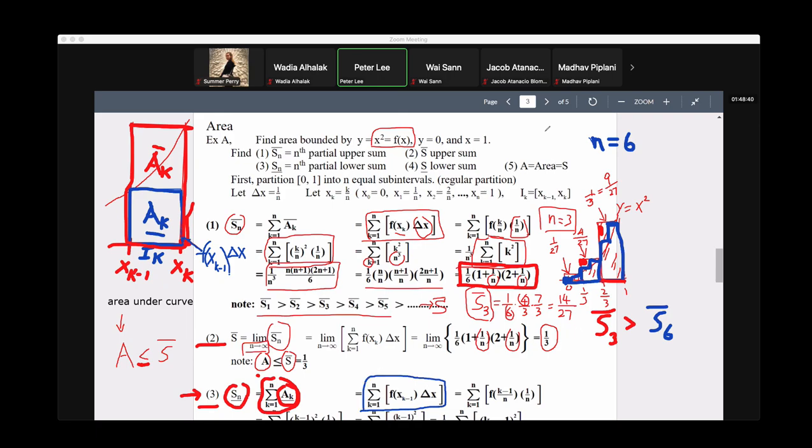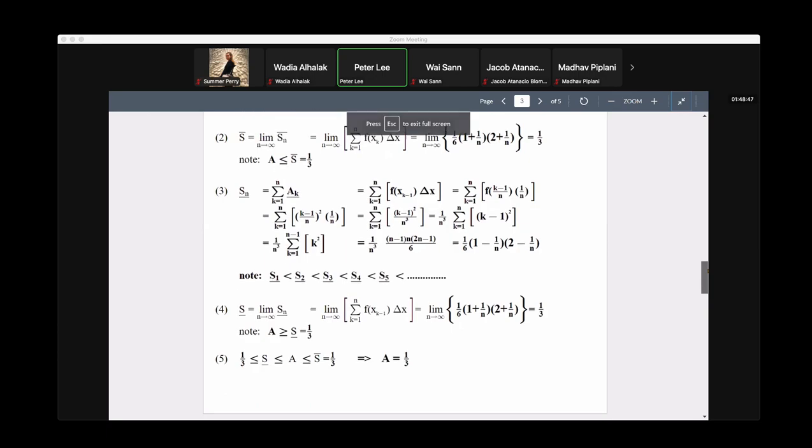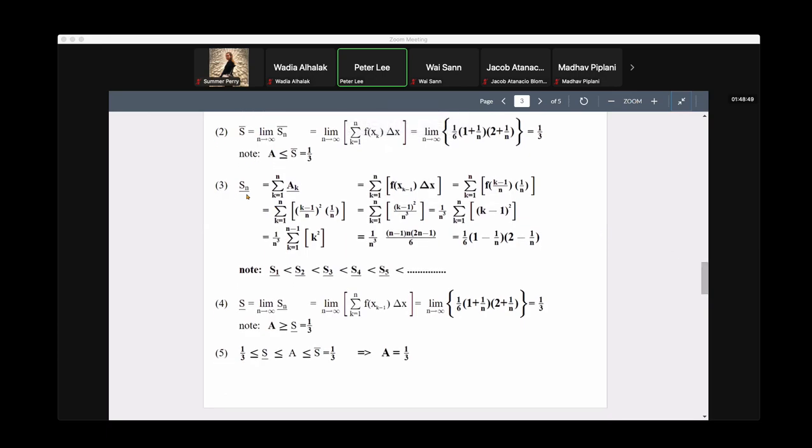Okay, so now I'm going to erase, save, and then clear. Okay, let me just move on here. So we get this. Now we have part 3, S sub n, the partial lower sum, and we get this.